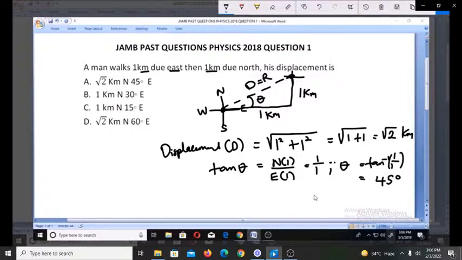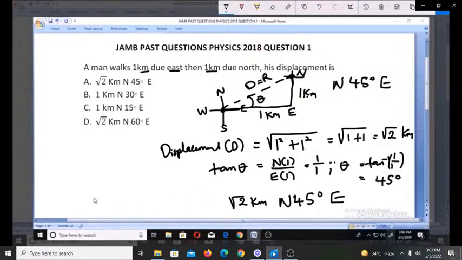Now, having this as 45 degrees, how do you mention the direction? It's simply north first. North 45 degrees east. Because it's going north, this is north, and this other direction is east. So if you are combining the whole thing now, you have root 2 kilometers, north 45 degrees east. So this is the complete answer.